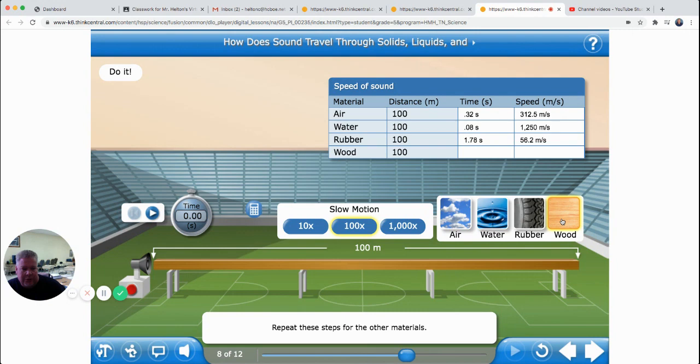And we're going to go to the wood. Okay. And let's see how fast it travels through the wood. What? Well, that was fast. Okay. Slow down. Here, try it again 100 times slower. Well, I still didn't catch it. 1,000 times slower.